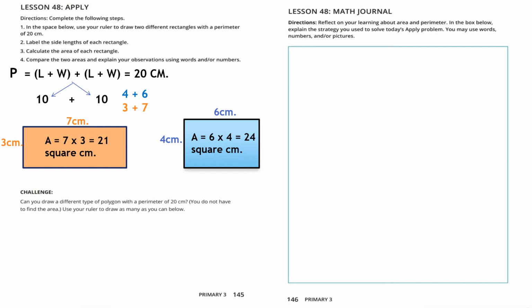Here we have two different areas. The first area is 21 and the second area is 24. So the area of the first rectangle is smaller than the second rectangle.